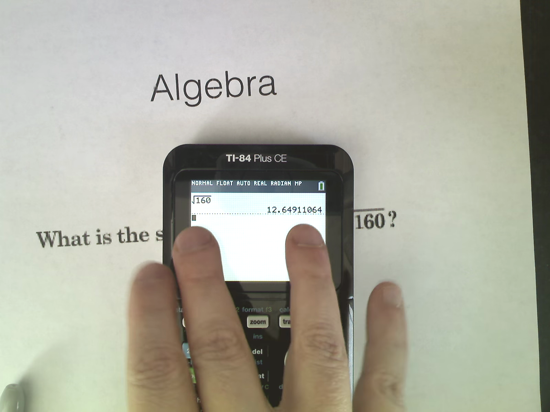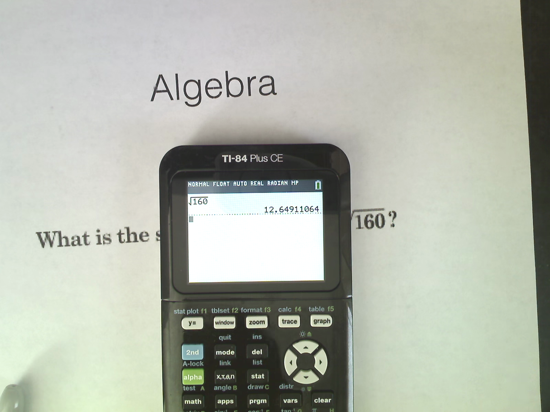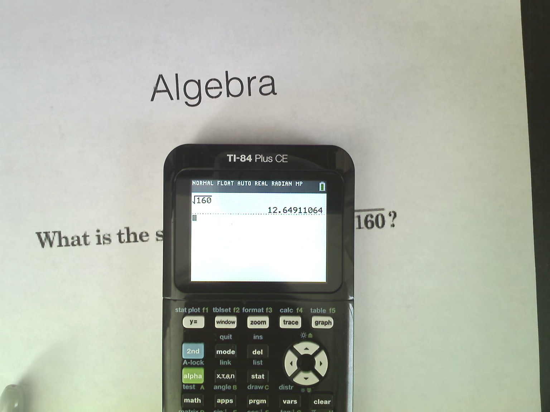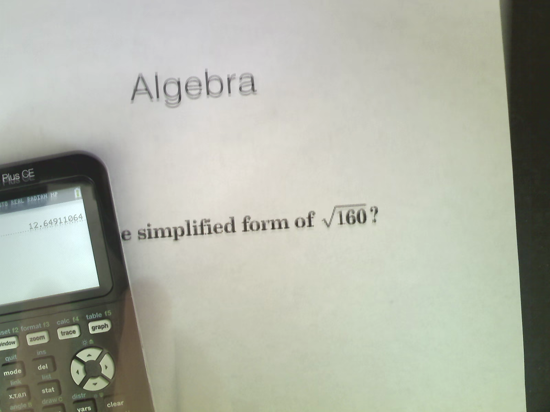The idea is to simplify it, but still keep it a radical. Now, if you can make it into a whole number, that's great. But you don't want to really lose the idea of this square root being there. Okay, so you either want a whole number or keep it a radical. Okay, so let's think about something. Let's remember our important numbers here.